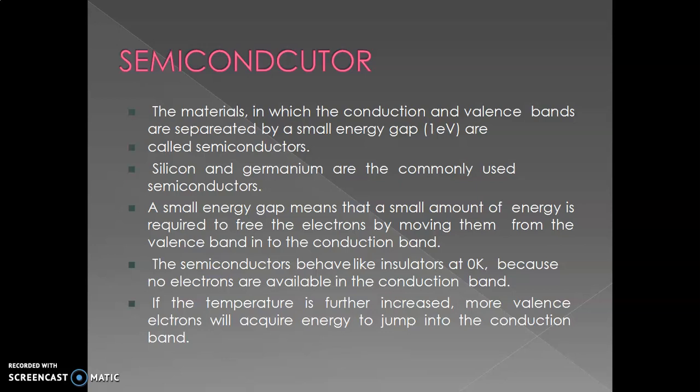A semiconductor behaves like an insulator. It's a very interesting topic. A semiconductor behaves like an insulator at 0 Kelvin, because no electrons are available in the conduction band. That means it acts like an insulator. If the temperature is further increased, more valence electrons acquire energy to jump into the conduction band. When the temperature increases, the electrons move freely from the valence band to the conduction band. So we call it a semiconductor.